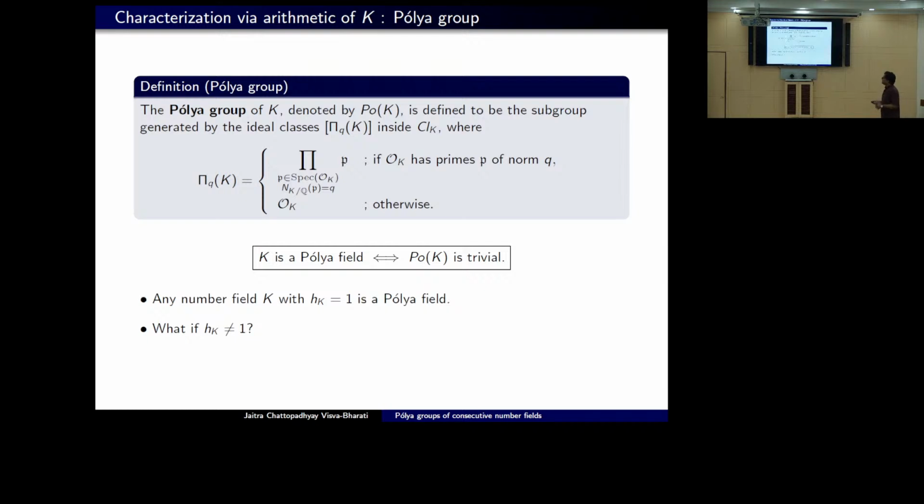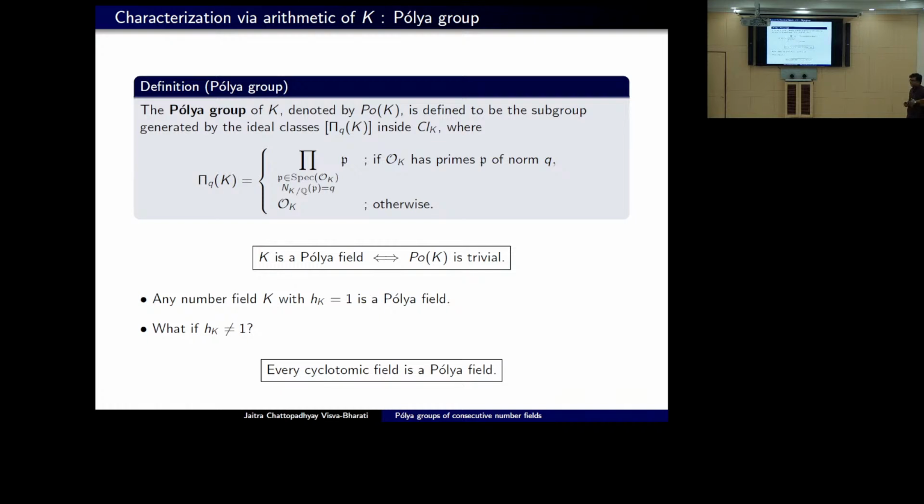Yeah. So now the question is, what if H_K is not equal to 1? Means if the class number is bigger than 1, then can it happen that PO_K is still trivial? That may happen, that may not happen. Now the answer is affirmative. It is known that every cyclotomic field is a Polya field.